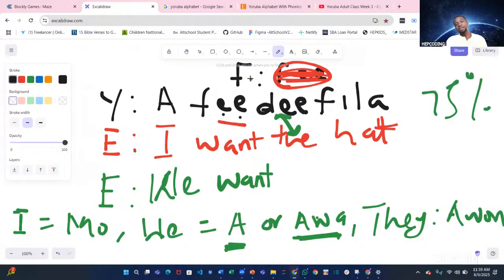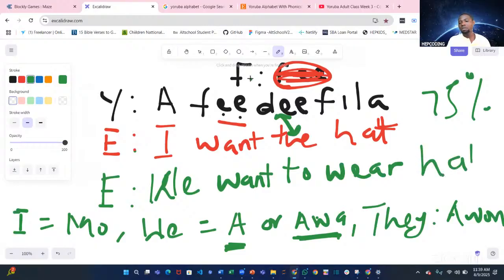Okay, so we want to wear hats. A fẹ́ dé fìlà. You can see there is no direct translation here, so that's why you kind of struggle there. But the way you said it, "I want the hat," if somebody is listening to you, they understand that you kind of get what they are saying. Do you get it? So that's how I want you to be using it.